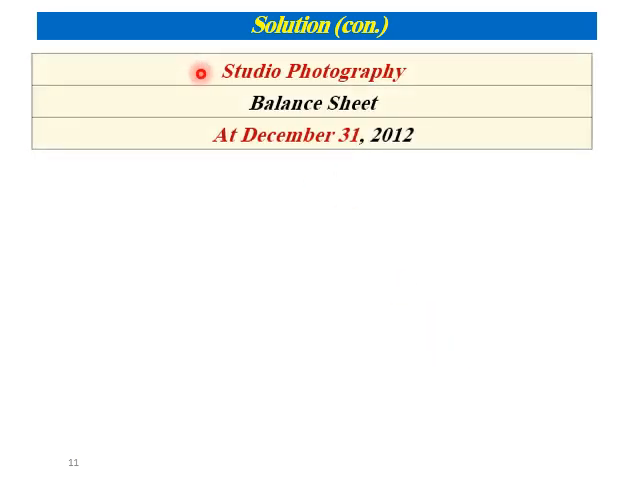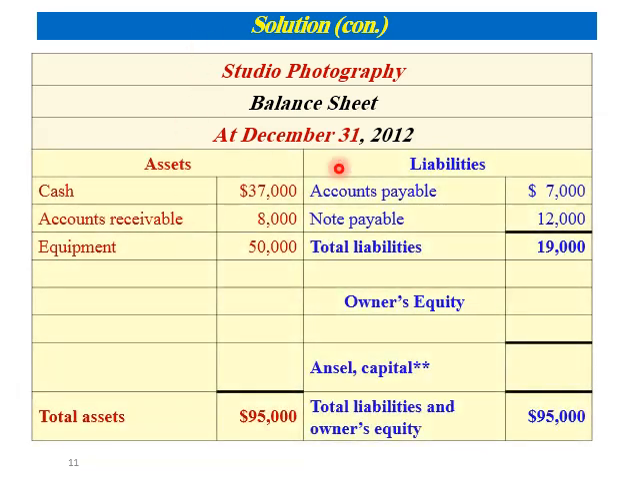Okay, Studio Photography, name of the company, balance sheet, name of the statement, at December 31st, 2012, and we have only assets, liabilities, and owner's equity. Assets: cash, accounts receivable, equipment, with total 95,000. So the total liabilities and owner's equity must be 95,000. We have accounts payable 7, notes payable 12, with total liabilities 19. Where can we get the owner's equity from? From the previous statement. Yes, it will be 76, Ansel Capital at the end of 2012. The equation is balanced, total assets equal total liabilities plus owner's equity.